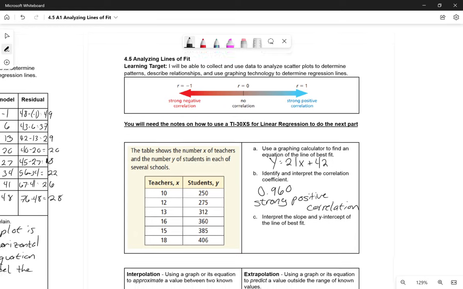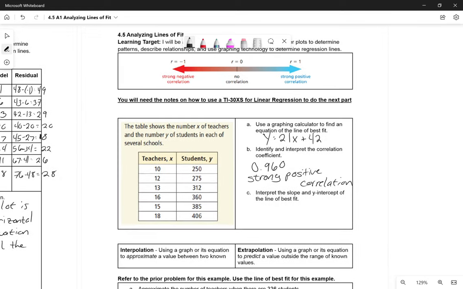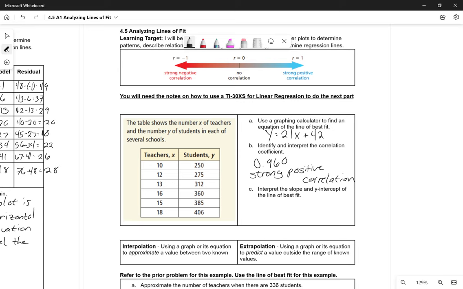The next one we have is interpret the slope and y-intercept. The slope actually tells us our student to teacher ratio. So that means we have 21 students per 1 teacher. And our y-intercept, again, we are going to make x be 0, meaning there are no teachers.